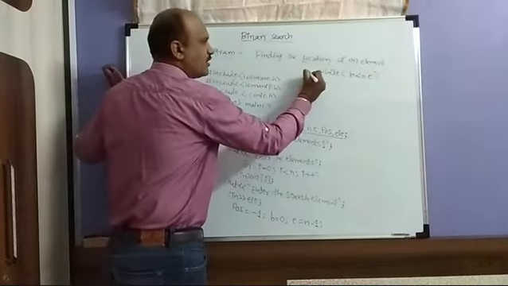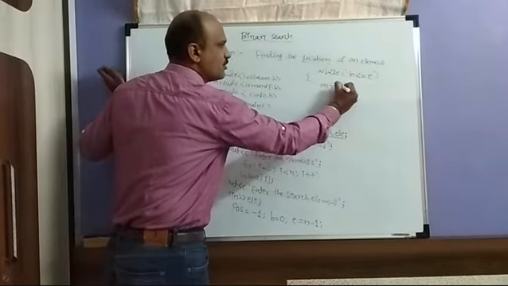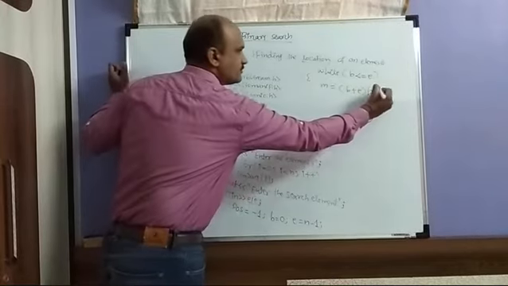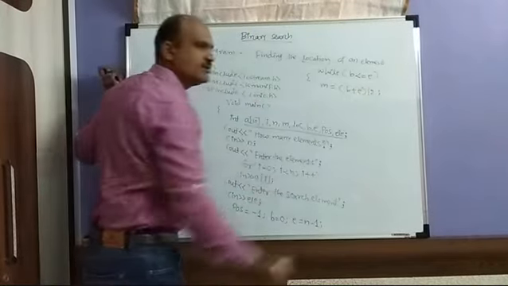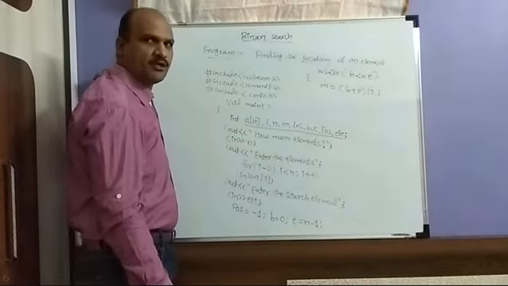Okay, so what will happen in this case? You have to find the middle element. M is equal to (b plus e) divided by 2. First it will find the middle element. M is equal to beginning plus ending divided by 2.